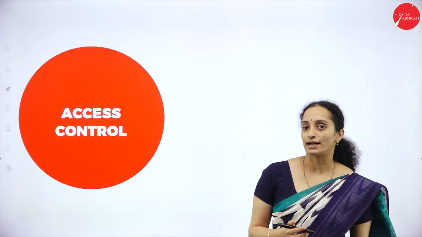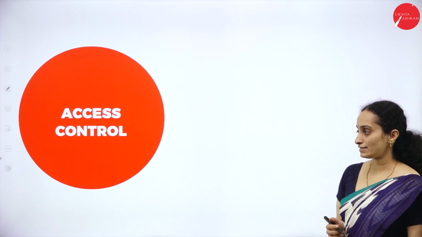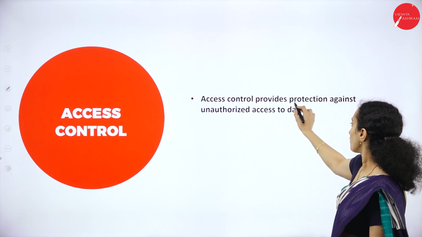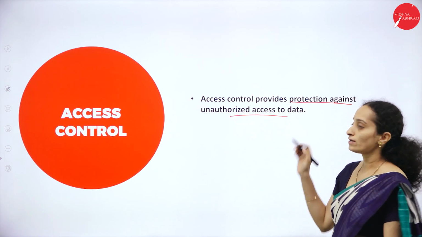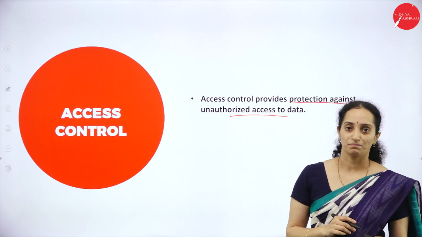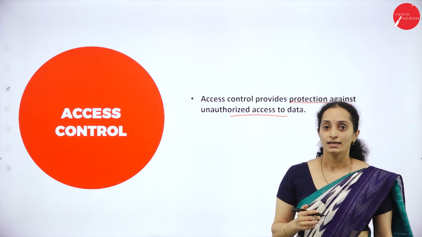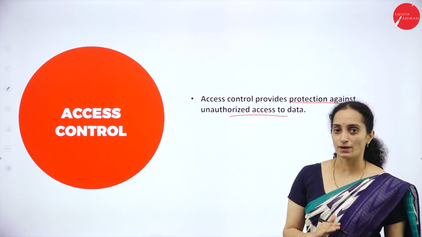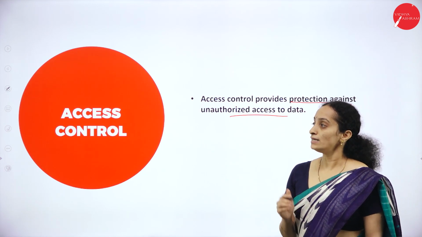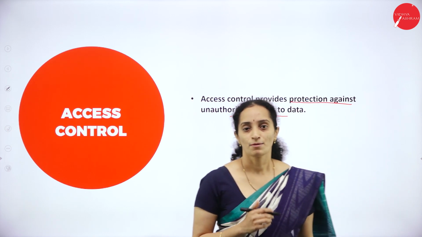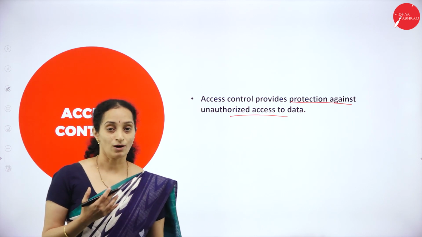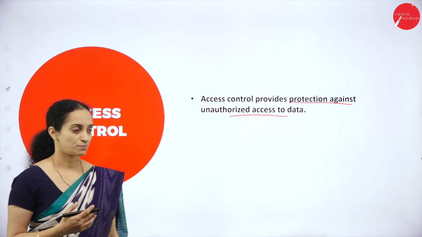Next comes access control. Access control is related to denial of service, one of the attacks. What the access control service will do is provide protection against unauthorized access to data. It confirms that an unauthorized person will not be able to access your data. So these are some of the services provided by the network security provider.